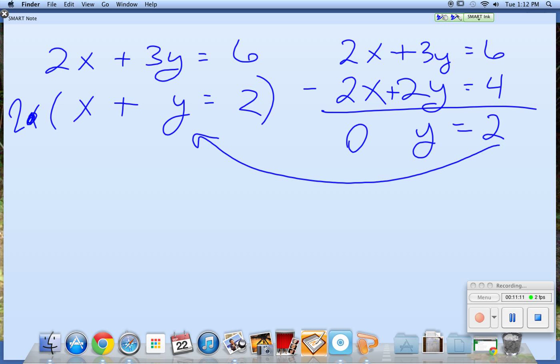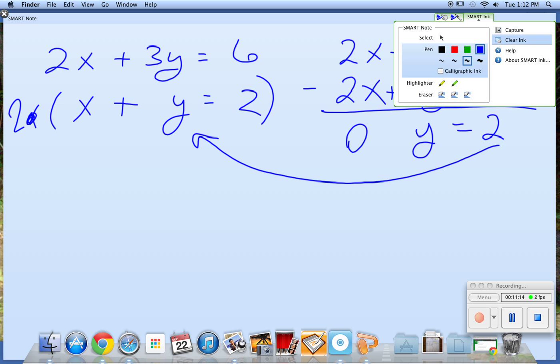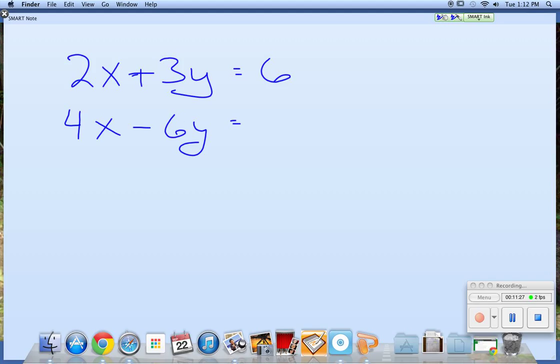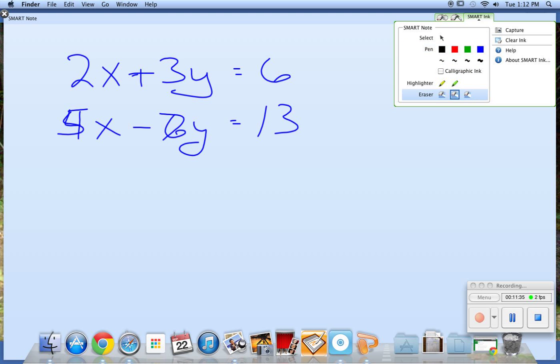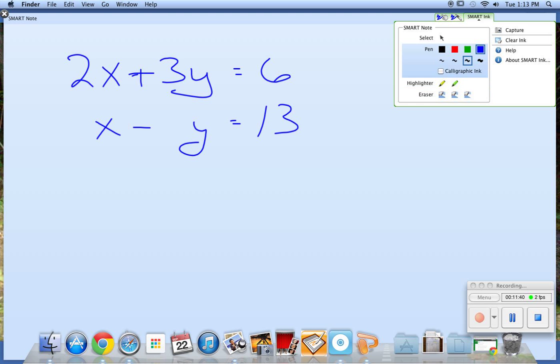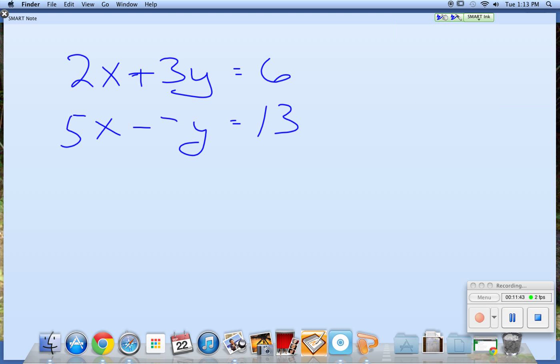Sometimes you're going to get something that's going to look pretty crazy. It's probably going to look something like this. I might have 2x plus 3y equals 6, but I may have 4x minus 6y equals, it might not even be that, maybe something like 7 and 5. So you're going to look at this, equals 13. All right? Let me rewrite this. We're going to make it so it really isn't something that we can multiply easily. Let's call this 5. Let's call this 7. We can't really multiply one or the other to get it to be an even number.